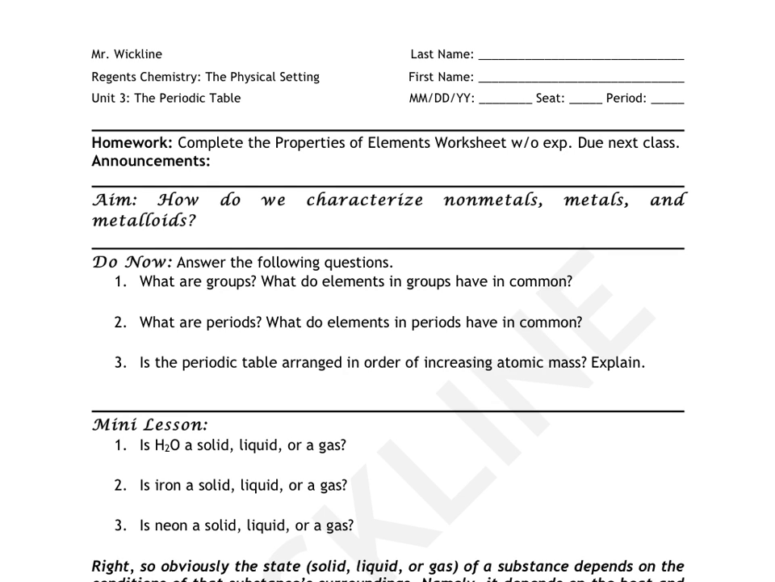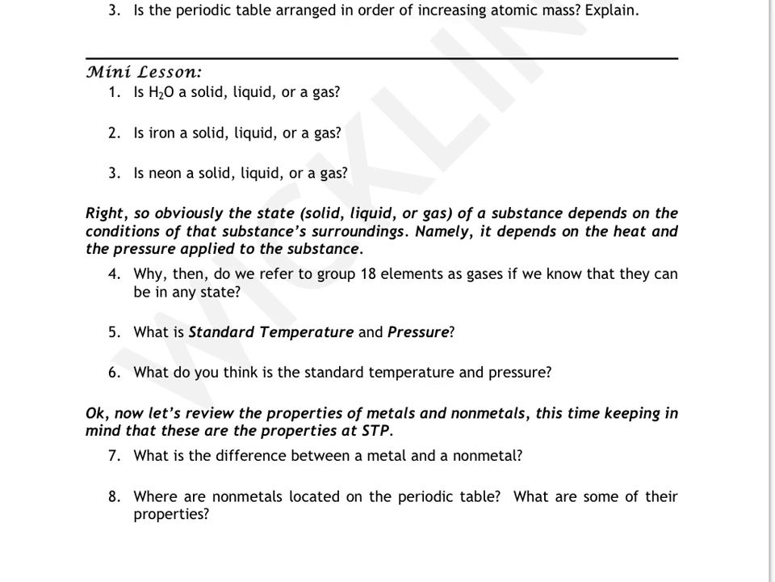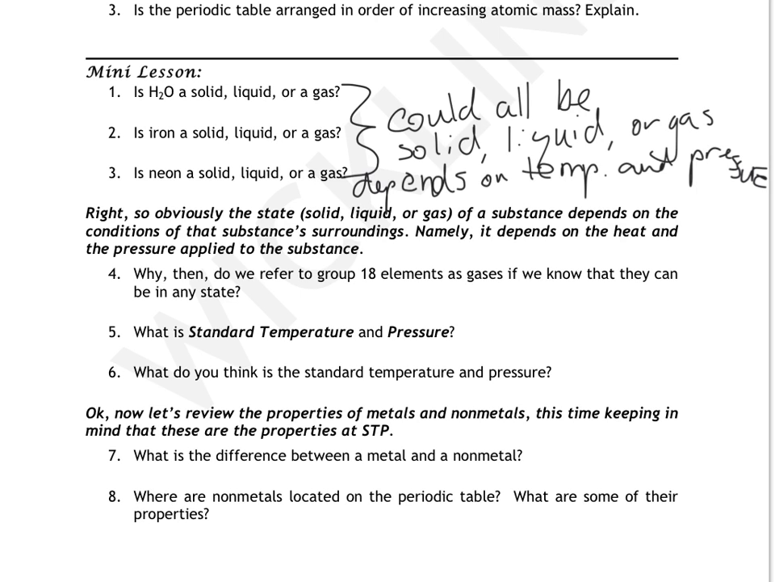Alright, so let's get started. Firstly, when I asked you if water is a solid or liquid or a gas, the truth is it could be any of those things. And the same is true for iron and neon. All three of these could be solid, liquid, or gas. I would point out that manipulating them between solid, liquid, and gas, however, would depend on temperature and pressure. So we can use a combination of temperature and pressure to change it between solid, liquid, and gas.